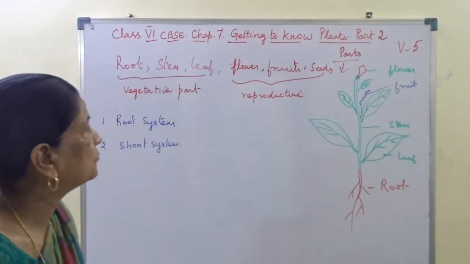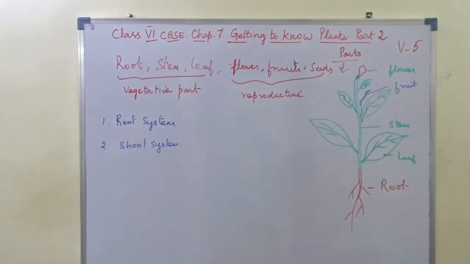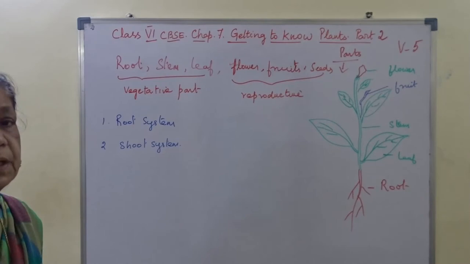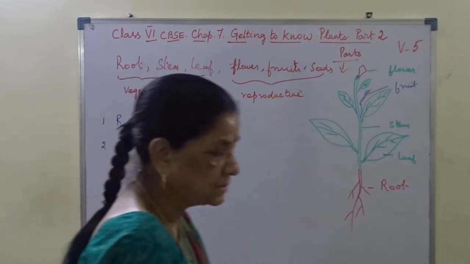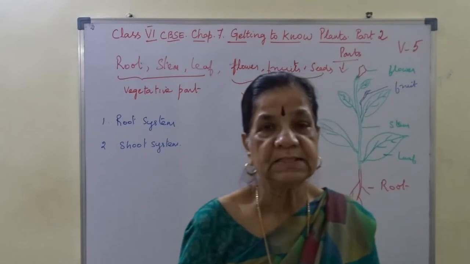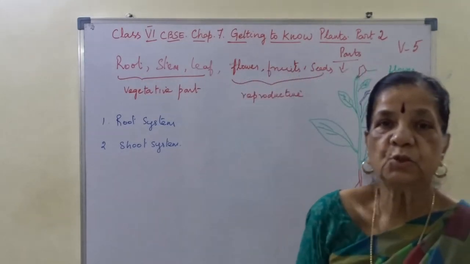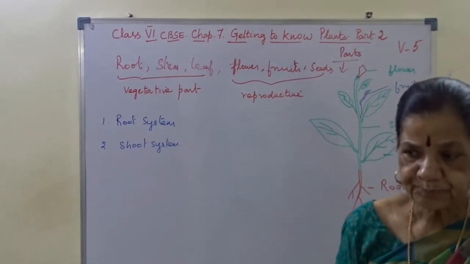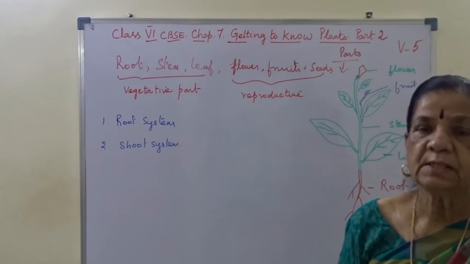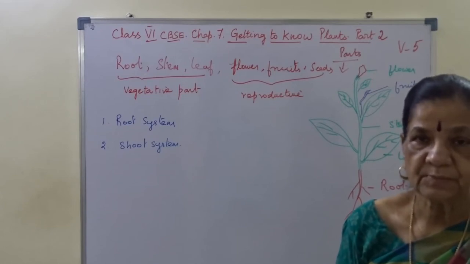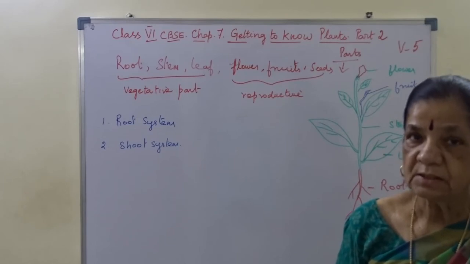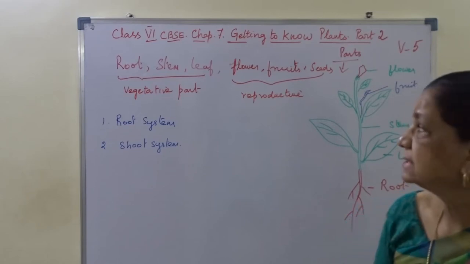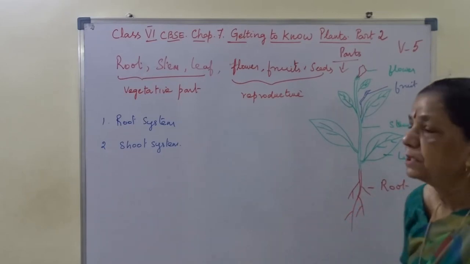And today we are going to do video number 5, chapter 7, Getting to Know Plants, part 2. This is the next part of the lesson in chapter 7. I say chapter 7 because in one science book we are learning physics, chemistry and biology. So I hope you understand that concept first.